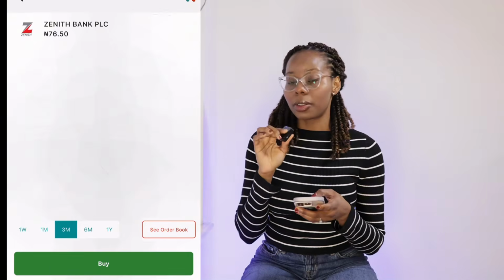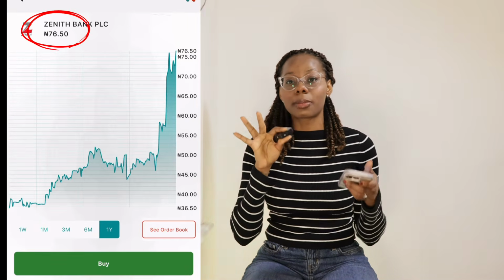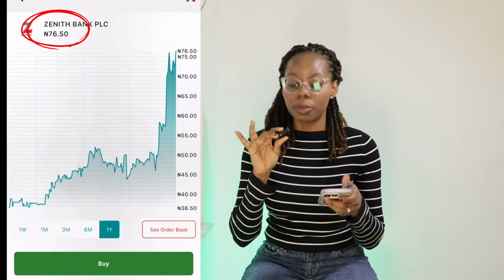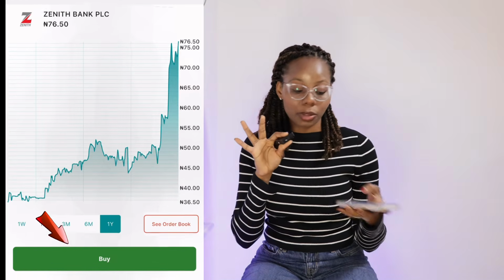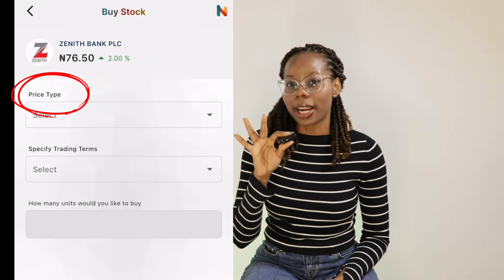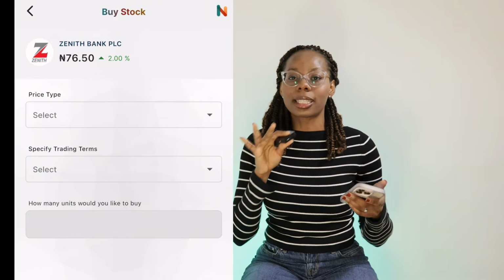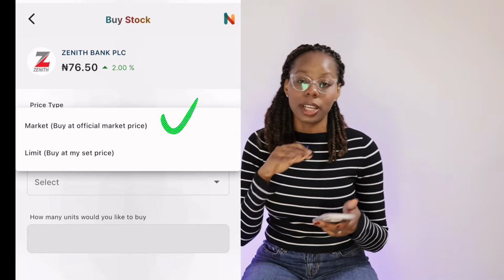At the top of the screen, under the name of the company, you can see the market price. So this is basically the current market price of this company's shares. Then when you scroll down, you click on buy if you are willing to buy. When you click on buy, it's going to ask you to select the price type. So this is more like the type of order you want to place, and it can either be a market order or a limit order.